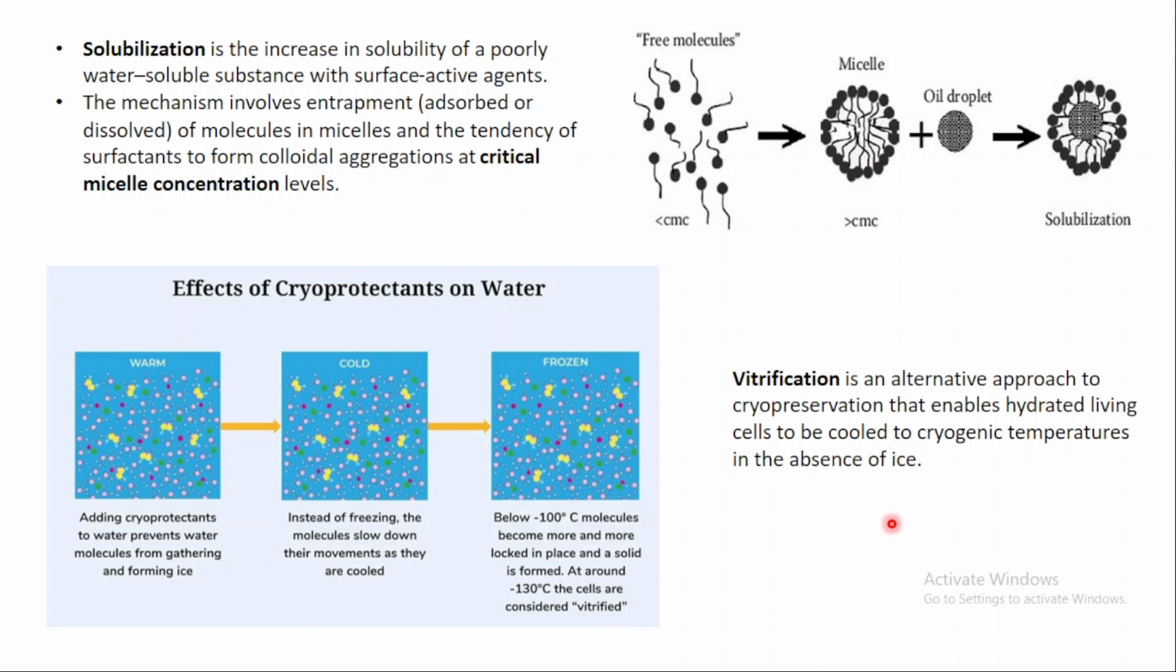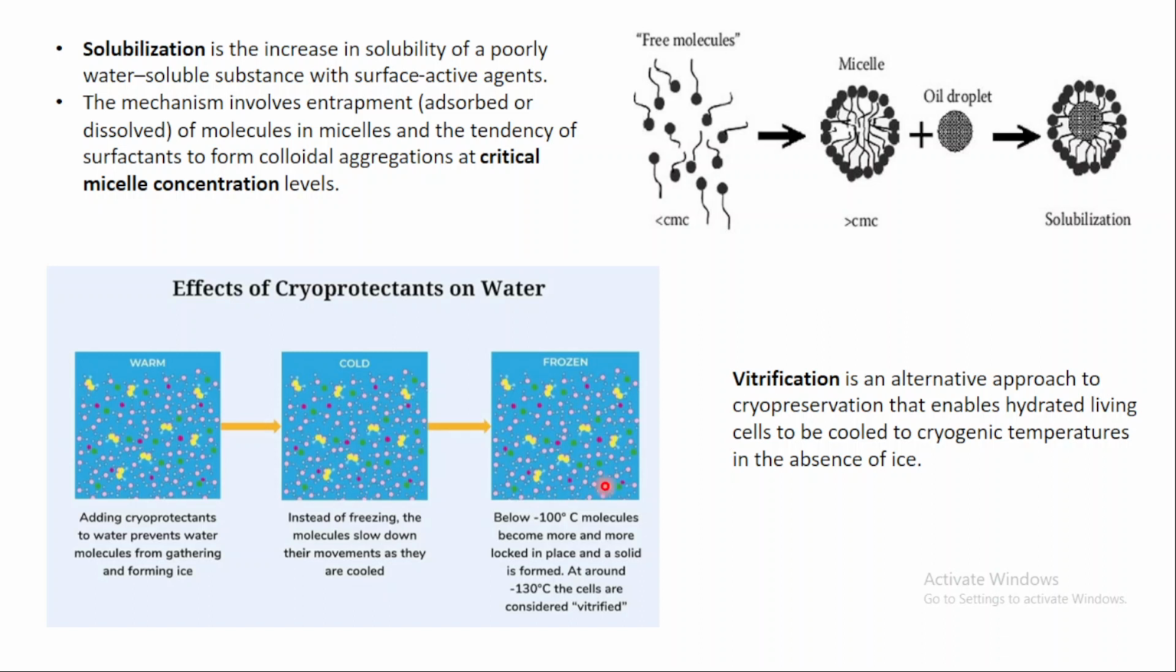So how is this process done? We use something called cryoprotectants. Adding cryoprotectants to water prevents water molecules from gathering and forming ice. These are some of the molecules, like cryoprotectants, which we talked about. We add these molecules into the water, and now the water molecules cannot come closer and form ice. So instead of freezing, the molecules slow down their movement as they are cooled. Now the temperature will reach 0 degrees Celsius, but water will not form ice.